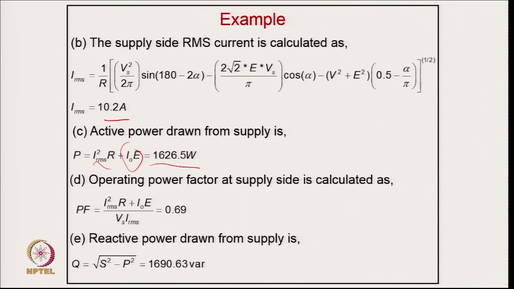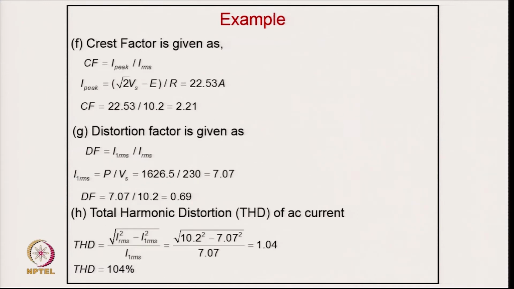The power consumed is 1626.5 watt, and for the operating power factor, you calculate the active power divided by VS RMS times IRMS, so it comes to 0.65. From this we can also calculate the reactive power drawn, so there is a substantial reactive power drawn by this circuit. Then the crest factor, because you are drawing a quite substantial peaky current, is peak upon RMS. So, you will get 2.21 in place of root 2, which is 1.41, for a sine wave. The distortion factor, which is the fundamental current divided by the total RMS current, comes to 0.69.